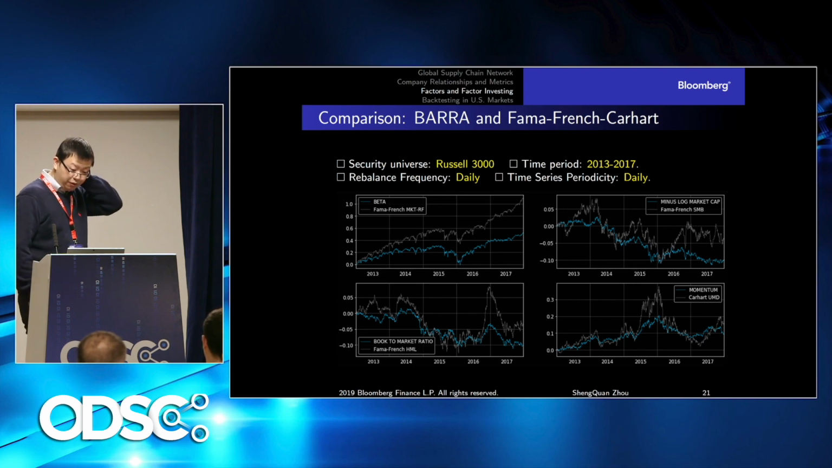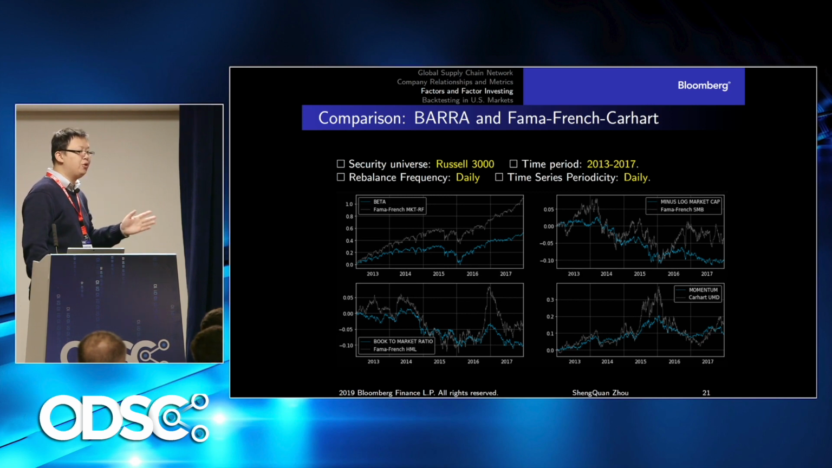The beta factor is different because in the Fama-French approach, the factor portfolio is value-weighted, but in the bar approach I'm using, it's a beta-weighted portfolio. And the Russell 3000 is a large universe, so it's different. If you choose the S&P 500 as the security universe, they will look much the same, because for large-cap stocks the value-weighted scheme and the beta-weighted scheme are more or less the same. But for the Russell 3000, there's a difference.